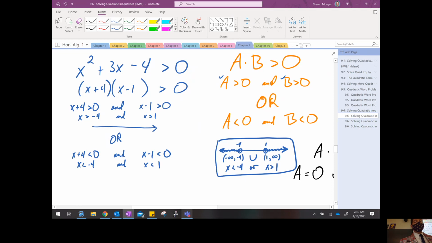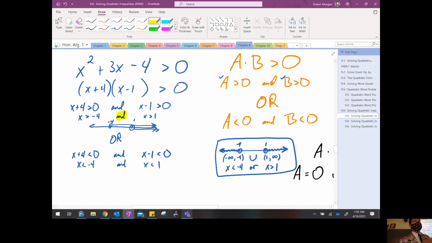Now, what would that look like on a number line? Here's -4, and here's 1. Greater than means I shade, Nate, which direction? Greater than means shade to the right. So we got greater than -4. Over here, I've got x is greater than +1, and it's an and statement.